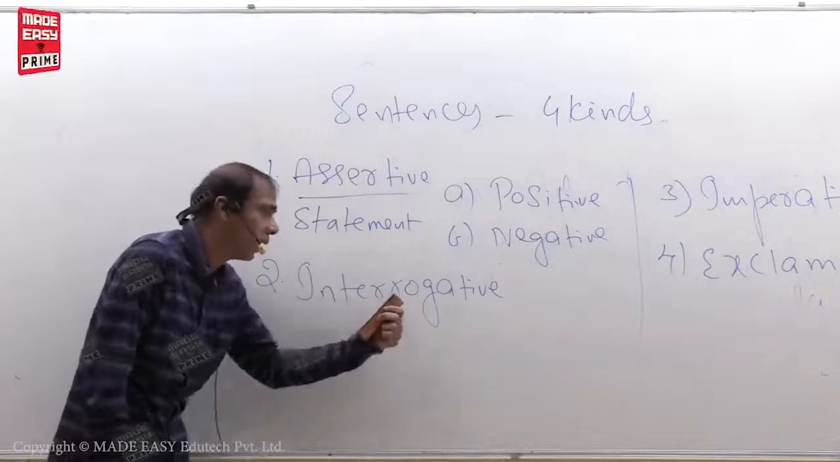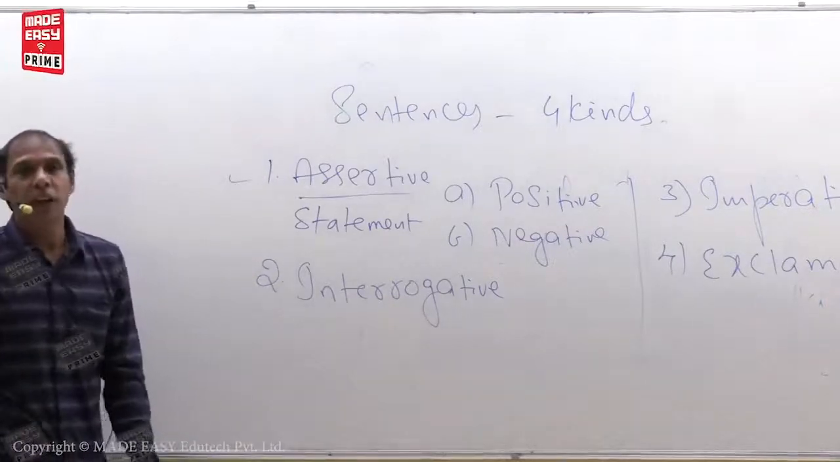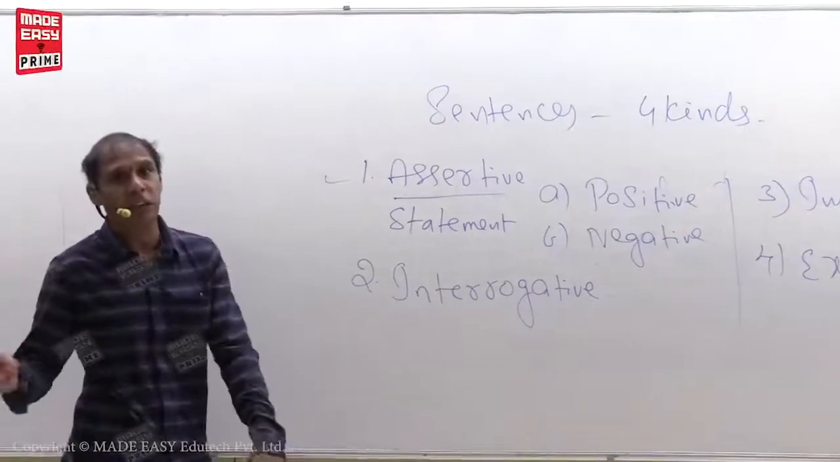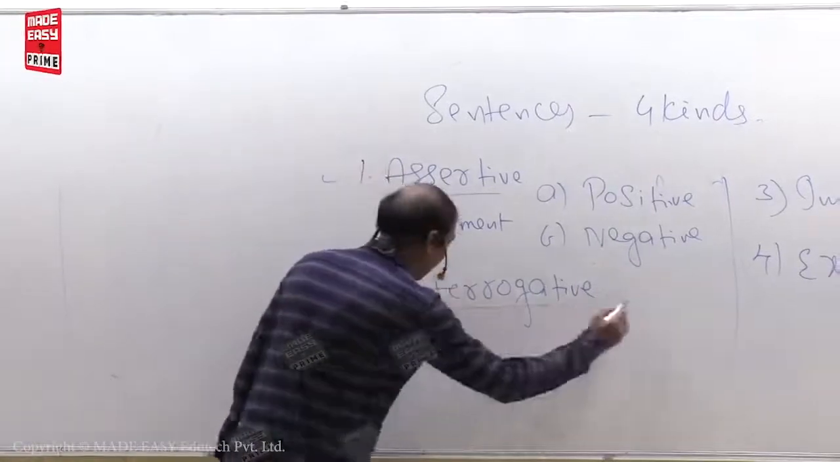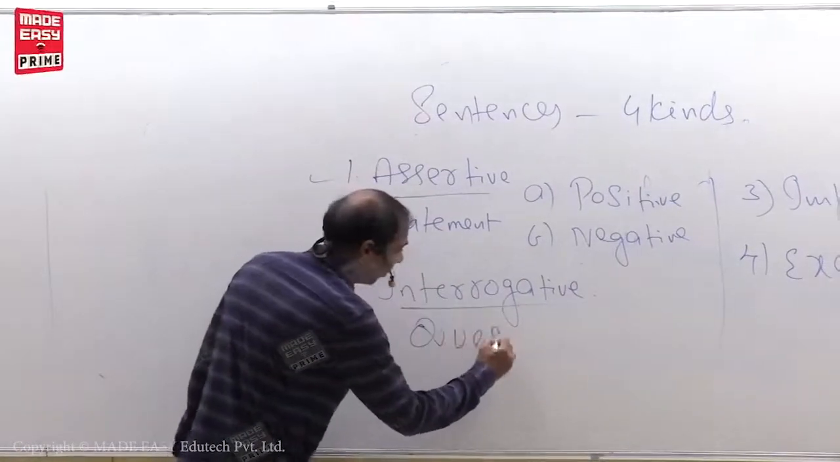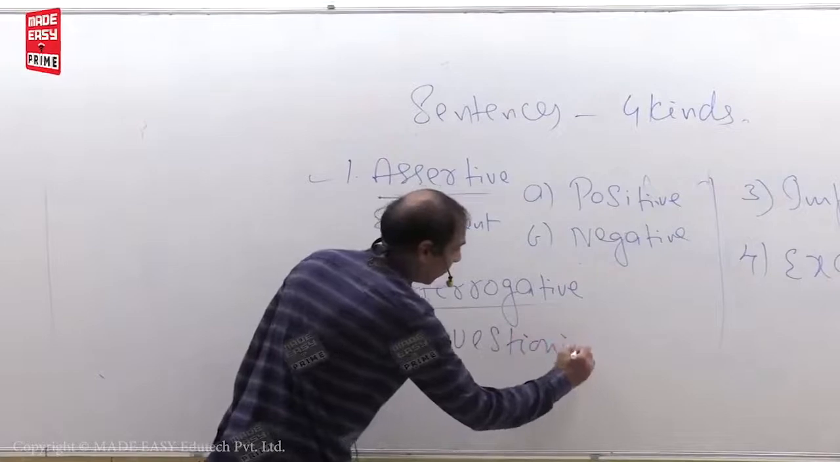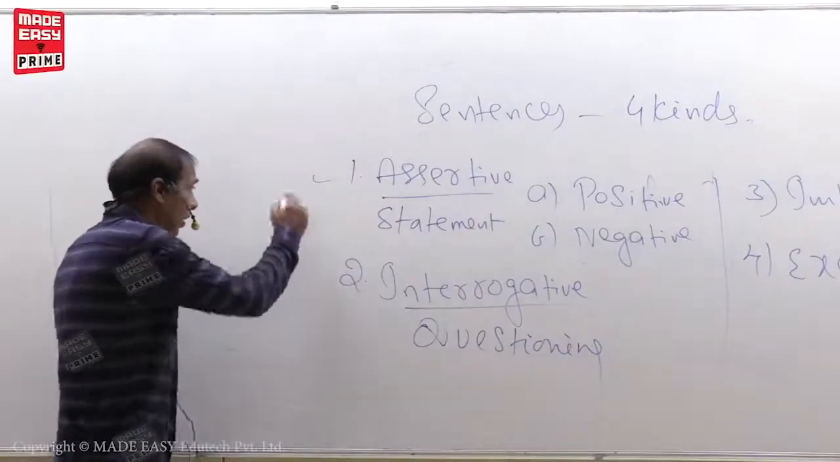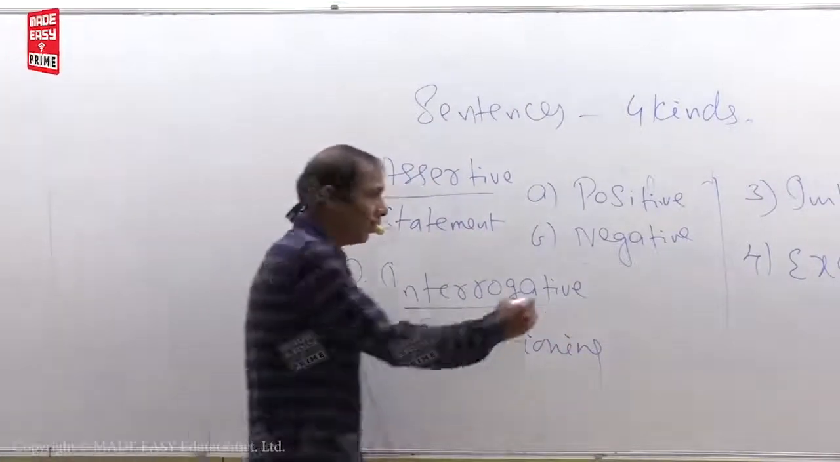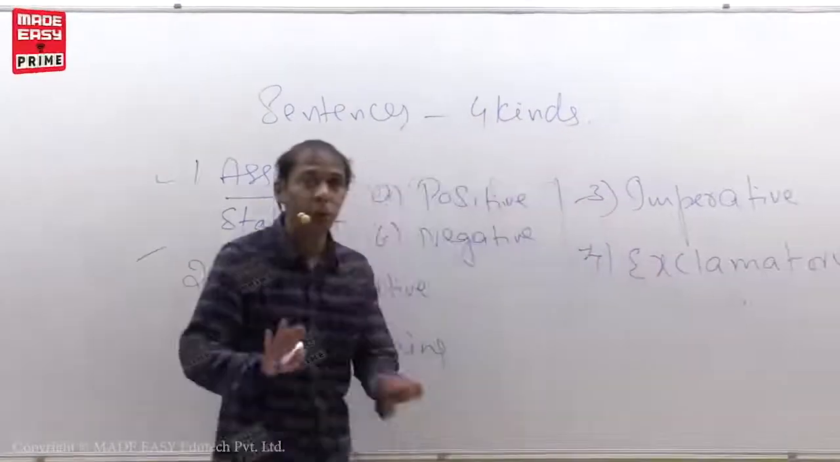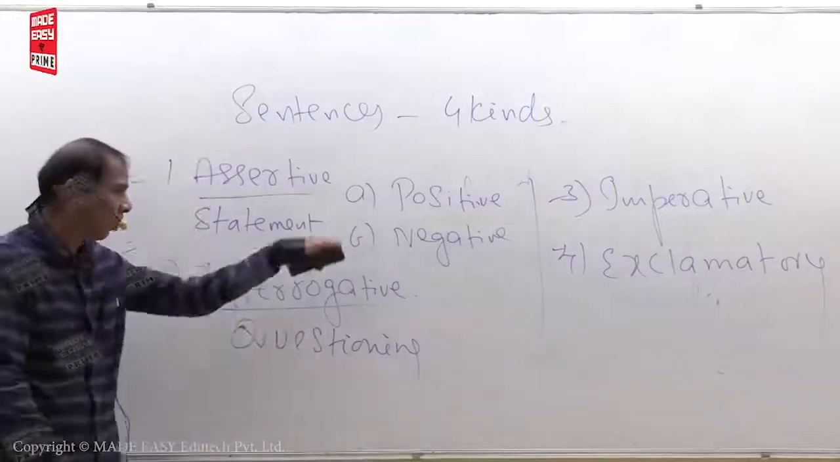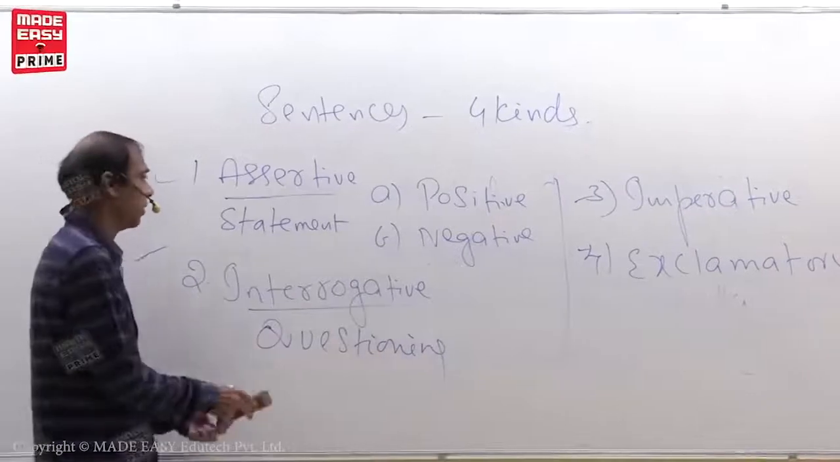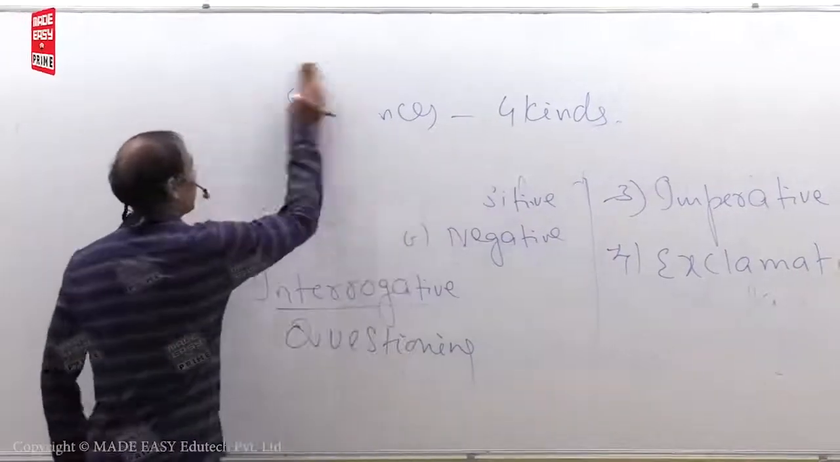Right? Second, interrogative. Interrogative means, see, the police are interrogating. Interrogating means questioning. Interrogative means questioning. First, let us learn these two right now. We learn the others later. We don't leave them; we learn later. First, these two are very important. Next. Now, my students, look.